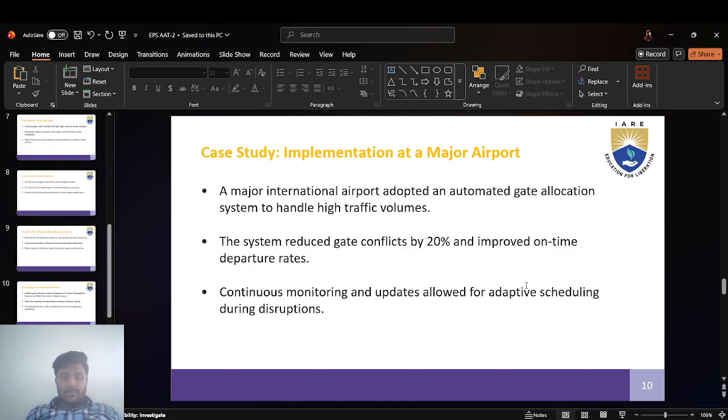Case study about implementation at a major airport. Modern gate allocation systems work closely with other airport systems like airport management systems, which handle overall airport operations, and flight information display systems, which show flight details to passengers. This connection ensures that gate assignments are always up to date and coordinated with the rest of airport operations.